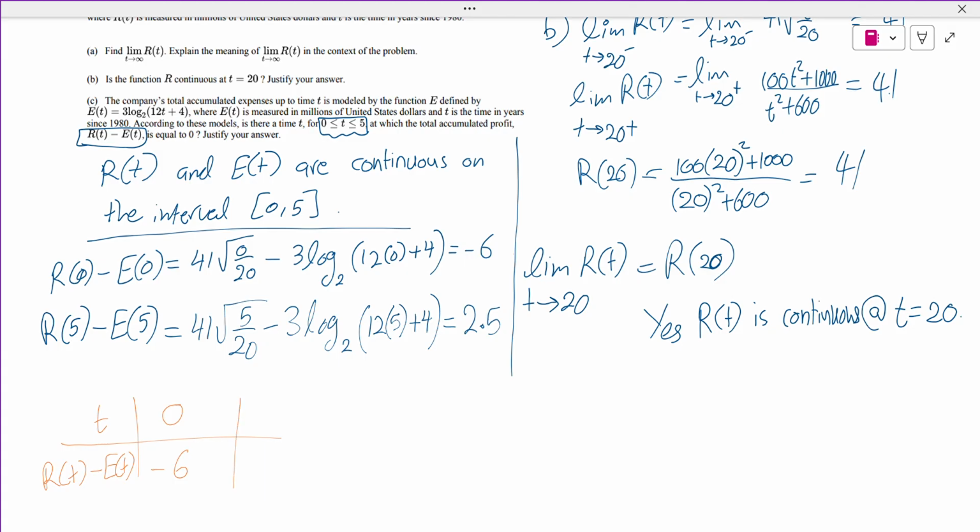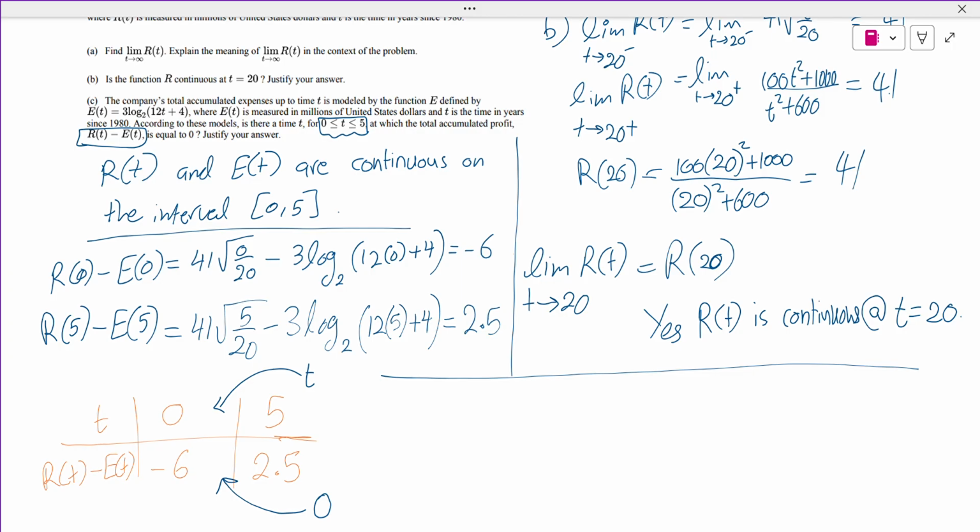There was no profit actually. And after 5 years, at t equals 5, the profit is 2.5 million, right? Now, it says, is there a time t at which the profit is 0? Well, 0 can be between the -6 and 2.5. So yes, there can be a t value between 0 and 5. So what do we say?